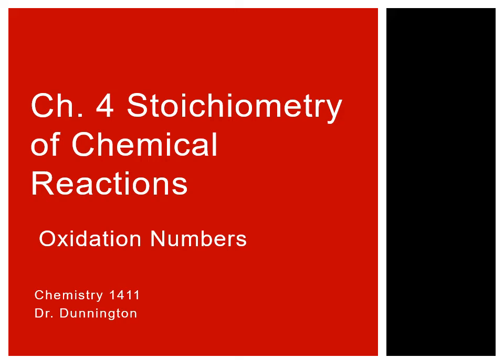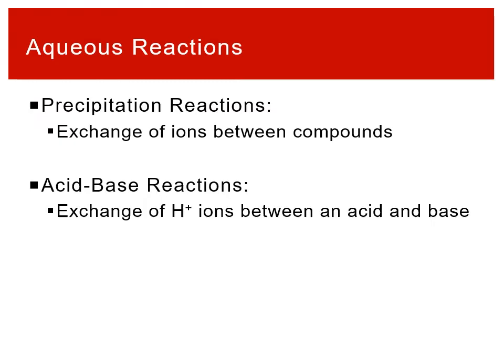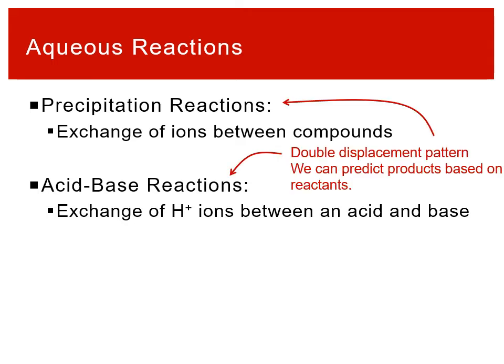Our last little bit here, we're going to start talking about reduction oxidation, and we're going to start with oxidation numbers. So we've made it through a lot of aqueous chemistry. Precipitation reactions, where we exchange ions. Acid-base reactions, we're exchanging a particular H+ ion. Both of these types of reactions, we can predict products using the double displacement pattern.